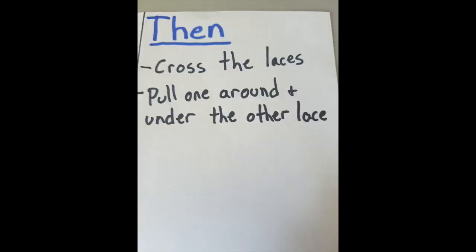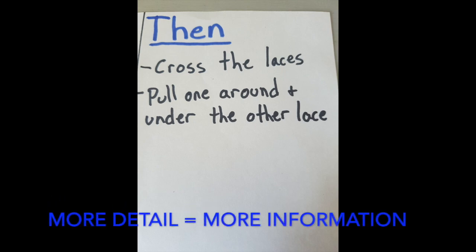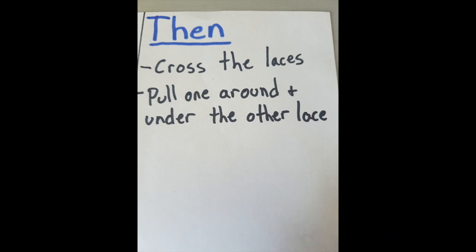Notice how this section has 2 points. It's important to remember that each section can have one or more points or sentences because sometimes you need more than one sentence to explain a step. The more detail you add in your steps, the more information you give to your reader.